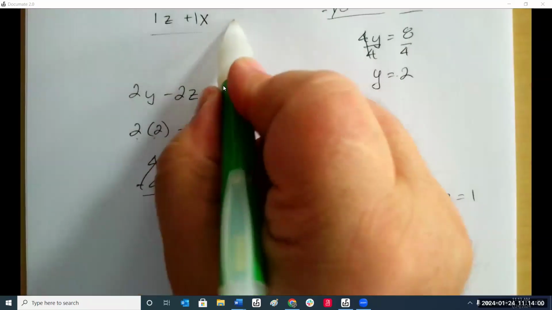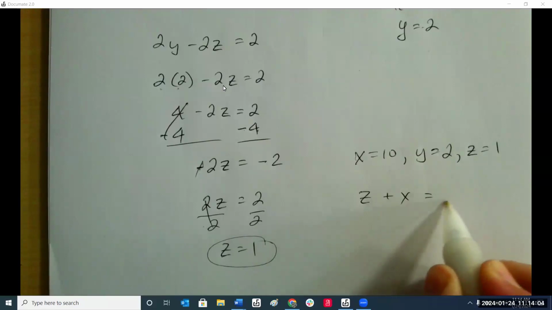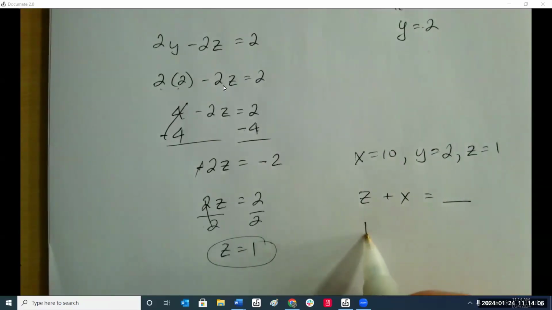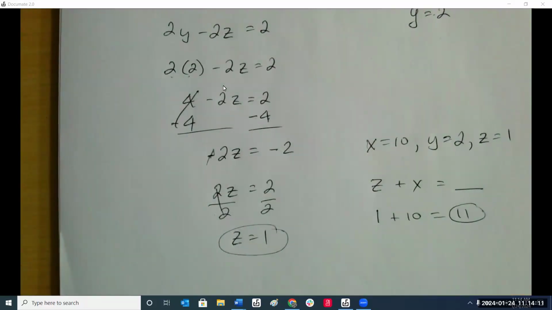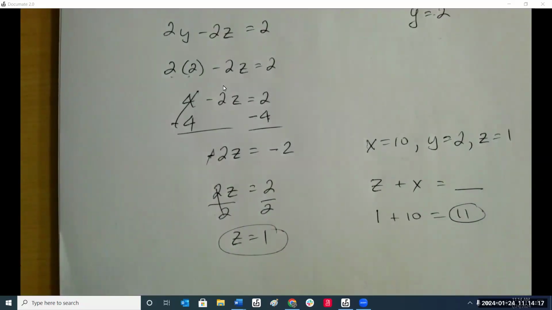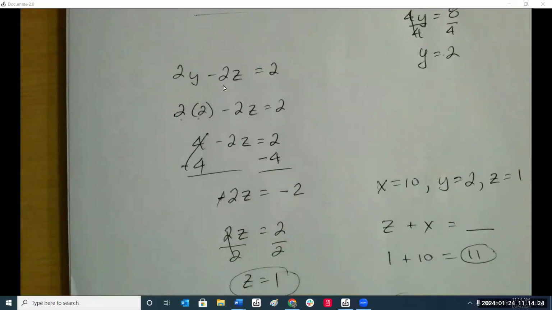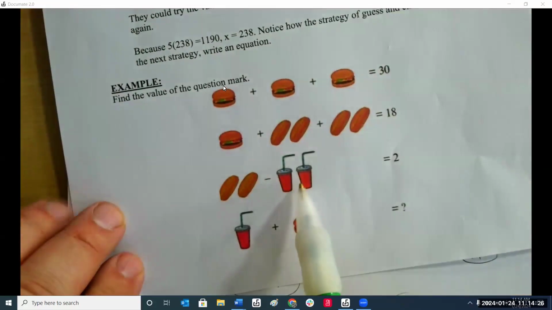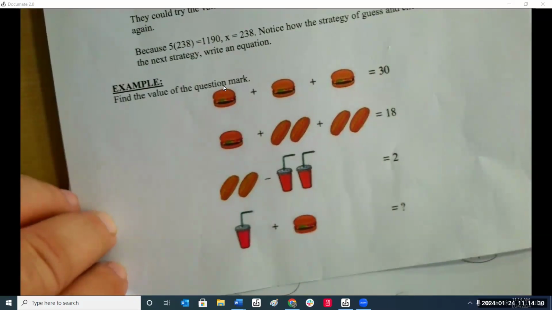So our last equation is z plus x, which is 1 plus 10 equals 11. Pretty straightforward once you look at it that way. The most common, guess what number I got the most of? Because when you look at the picture, you think Coke's come in twos. So the Coke is worth 2 points.